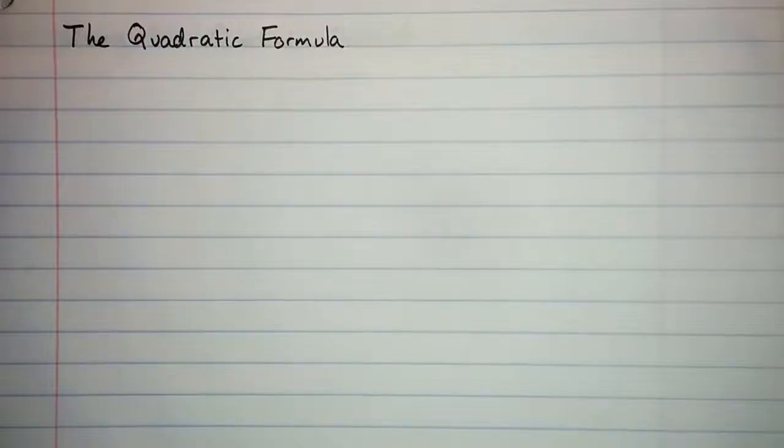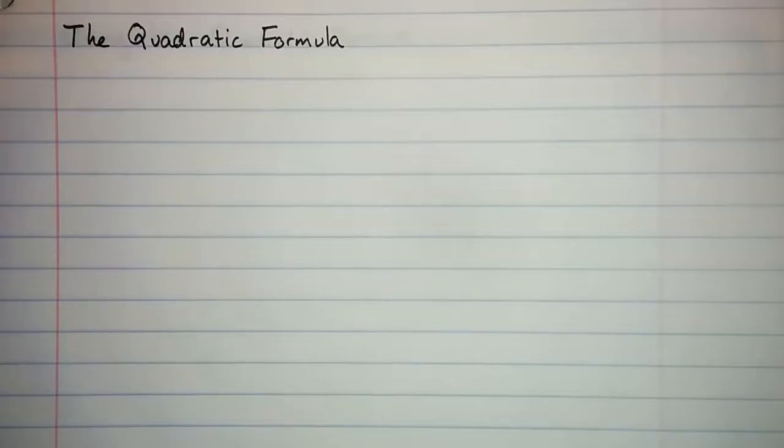Alright, so maybe completing the square doesn't seem like the most convenient way to solve a quadratic equation. Maybe you'd like to just work through completing the square once and for all and write down a formula showing what you're always going to get. Maybe you noticed a certain sameness to the sorts of steps that we took to solve a quadratic equation by completing the square. Fair enough.